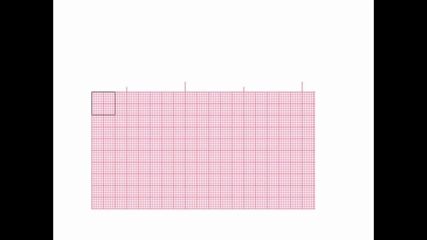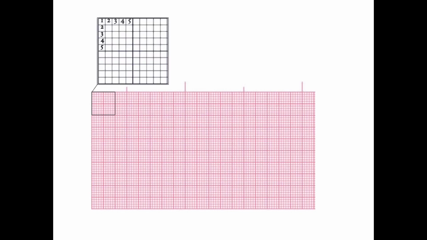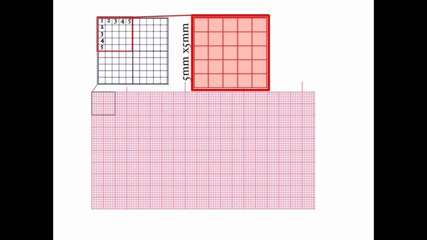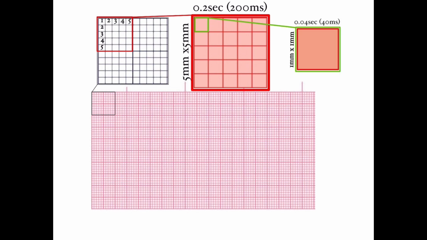ECG paper is a graph in which for every 5 1-millimeter squares, you can find a heavier line forming a larger 5-millimeter square. A large square measures 5 millimeter by 5 millimeter, which represents 0.2 seconds or 200 milliseconds. A small square is 1 millimeter by 1 millimeter, which represents 0.04 seconds or 40 milliseconds.